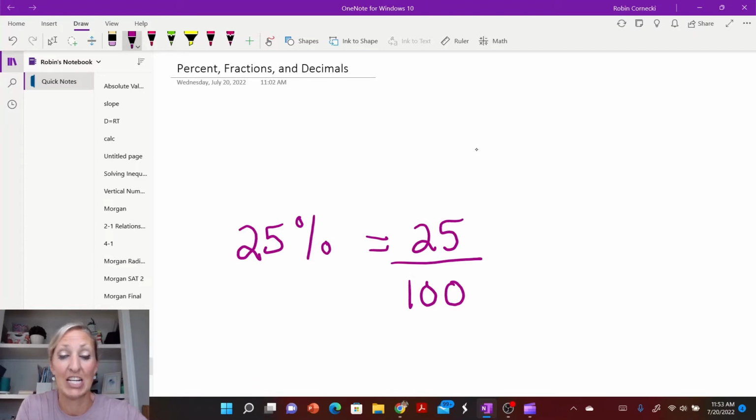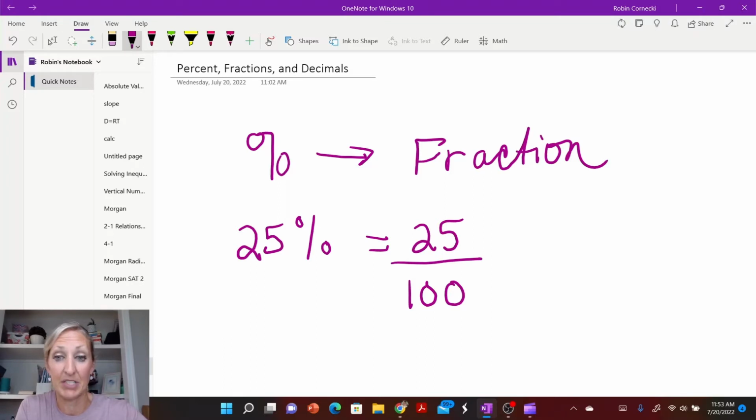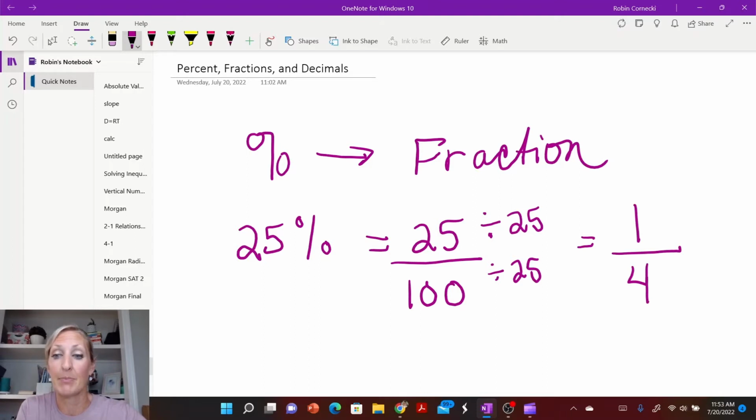So we have 25 100ths. So that is a percent to a fraction. And then if we look at our fraction, we will notice that it's not in simplest form. And most times we want our fractions in simplest form. And we would need to divide by the greatest common factor, which is 25. And we know that 25 divided by 25 is 1, and 100 divided by 25 is 4. A quick tip for 100 divided by 25 is there are 4 quarters in a dollar.